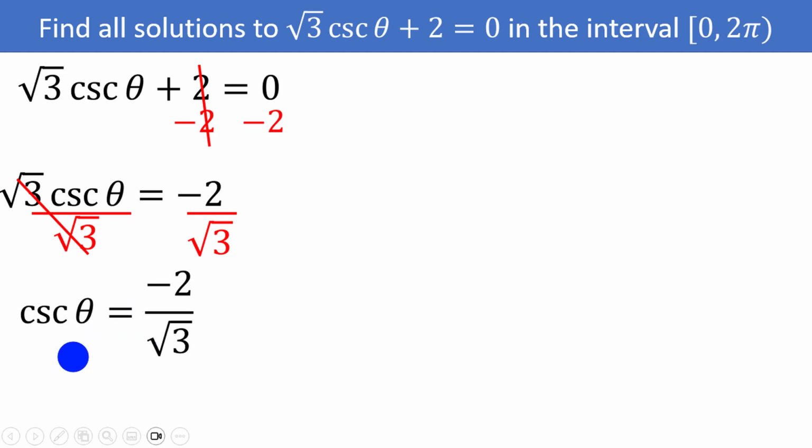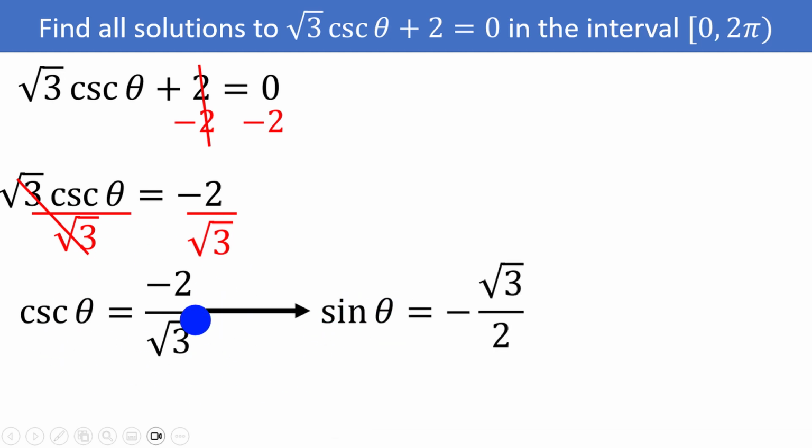Now it's a little bit easier to think about sine, so instead of using cosecant, we can use the reciprocal function of sine. This will be that sine of theta is equal to the reciprocal of this, which would be negative square root 3 over 2. So we got to ask ourselves, sine of what angle is equal to negative square root 3 over 2 on the interval of 0 to 2 pi? Well, sine is negative in quadrants 3 and 4. So we'll need one angle in quadrant 3 and another angle in quadrant 4.